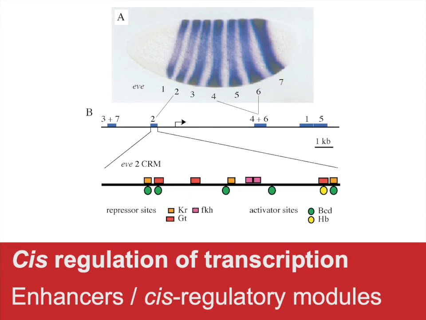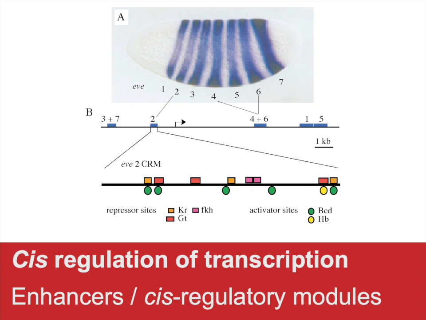So let us start talking about the cis factors, segments of DNA that are required to activate the transcription of genes in certain conditions, like cell type, space, time, or response to stimuli. Here in the picture you can see the expression of the gene even skipped, or EVE. This is expressed in every other body trunk segment in the embryo of Drosophila melanogaster.